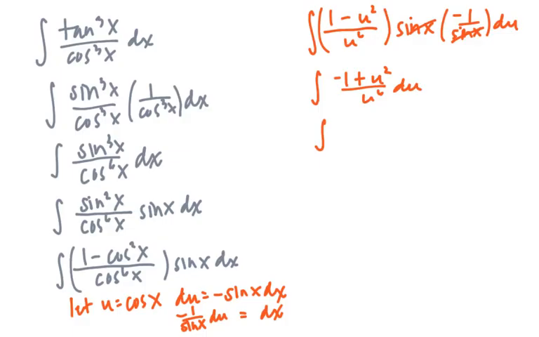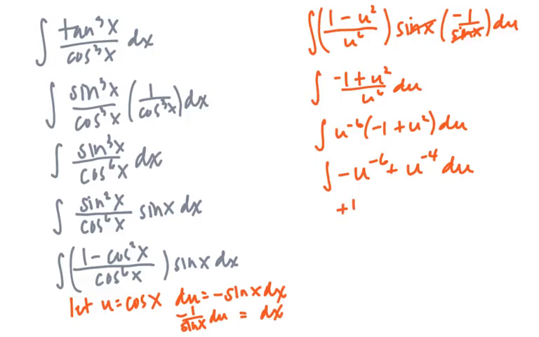So you can say u to the negative 6th, negative 1 plus u squared du. So this gives us negative u to the negative 6th plus u to the negative 4th du. So we have, when we add 1, we get negative 5. So it becomes positive 1/5 u to the minus 5 minus 1/3 u to the minus 3 plus c.